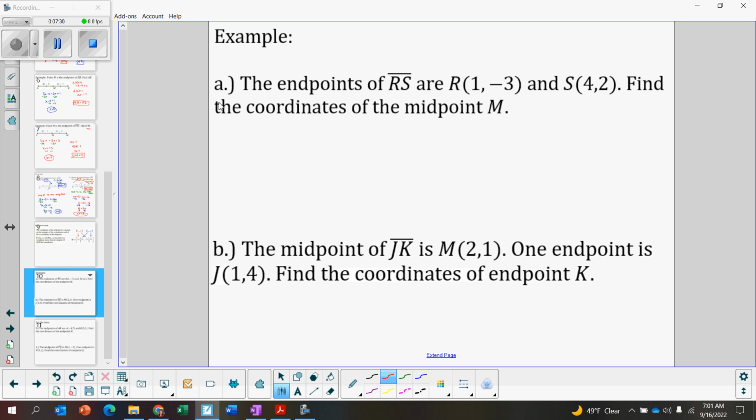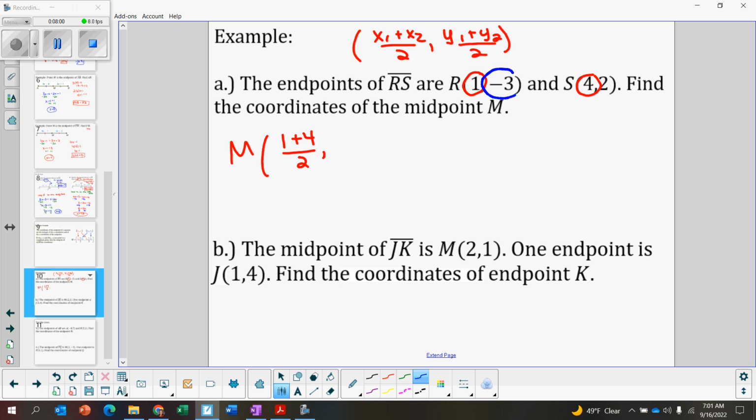So for our first example here, the endpoints of segment RS are R and S. Find the coordinates of midpoint M. So we're going to use the formula we just saw on the previous page, x sub 1 plus x sub 2 over 2, y sub 1 plus y sub 2 over 2. So we're going to take the two x's, 1 and 4, and that's going to be 1 plus 4 divided by 2. Then I'm going to take the two y's, -3 and 2. That's -3 plus 2 over 2.